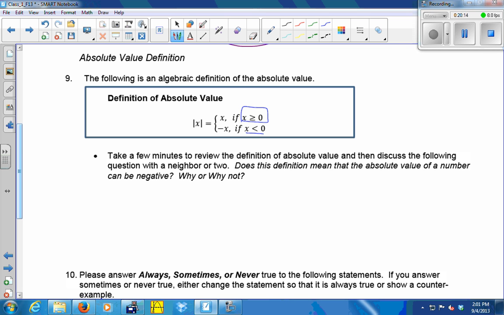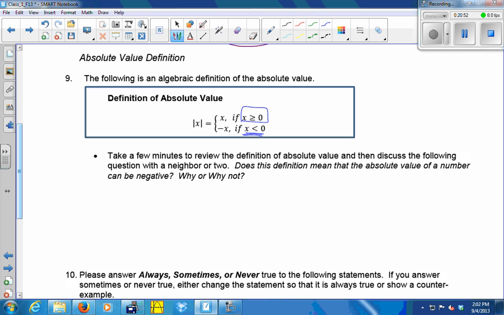But if x is negative, if x is less than 0, then the absolute value of x is what? It's still positive, but why is there a negative sign there? Why does this definition have a negative sign in front of it? Because x is already negative, and if we put a negative sign in front of it, it says negative, negative, whatever.